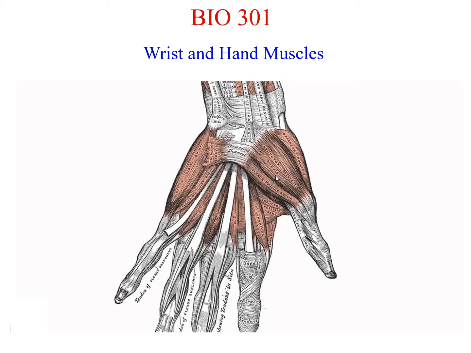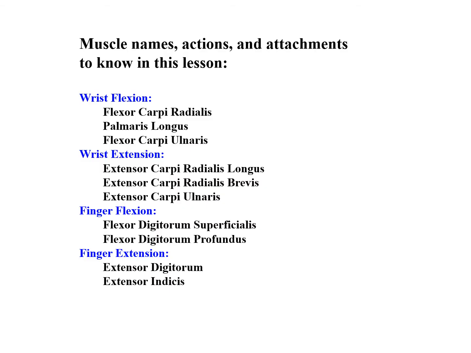This lesson will review the major muscles of the forearm that act on the wrist and fingers. Additionally, there are many smaller muscles of the forearm and within the hand which act on the fingers and thumb, but are too many to cover in this lesson. Listed here are the major muscles you should be able to identify by name, actions, and attachments after viewing this presentation. These will again be displayed at the end of the unit for your review.